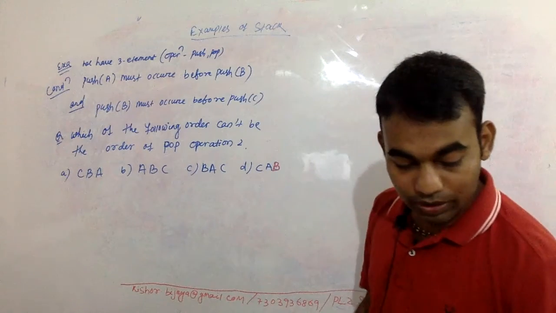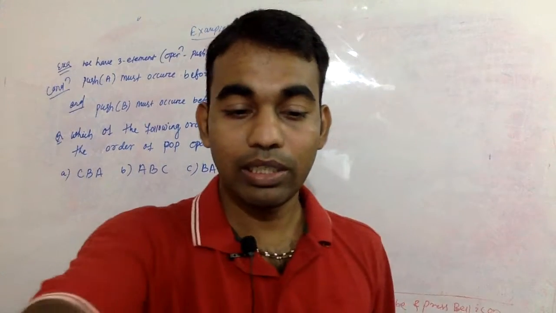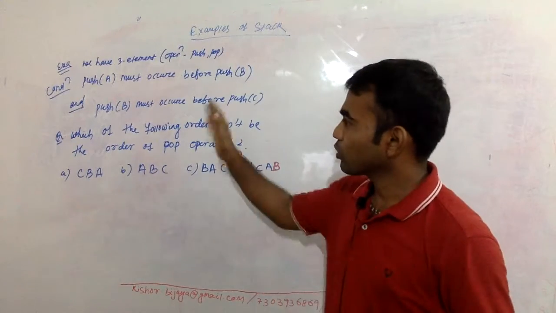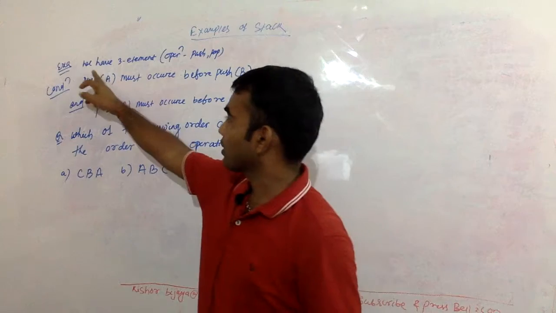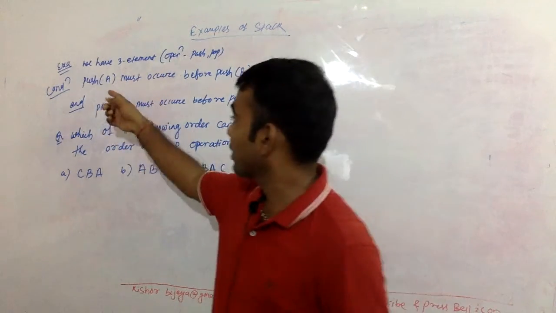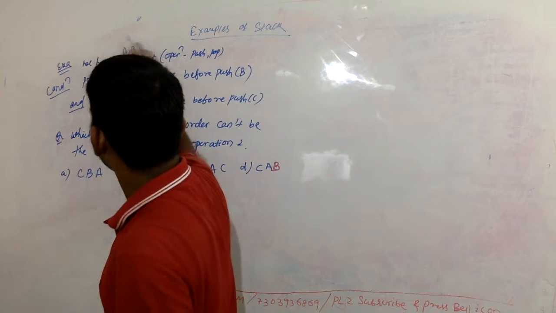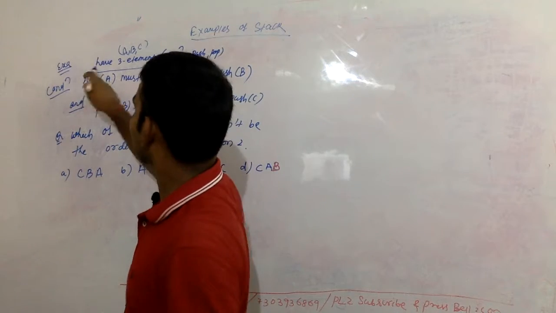Let's understand the question first, and after that we will go for the solving part. What is the question? This example has 3 elements. What are the elements? A, B, C. A, B, C are the 3 elements.